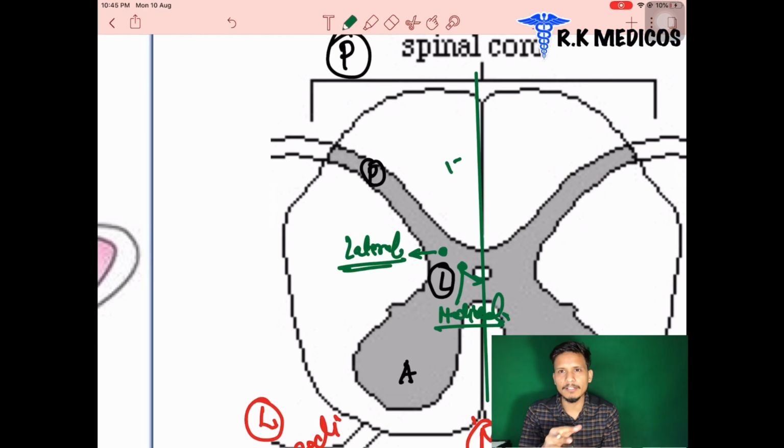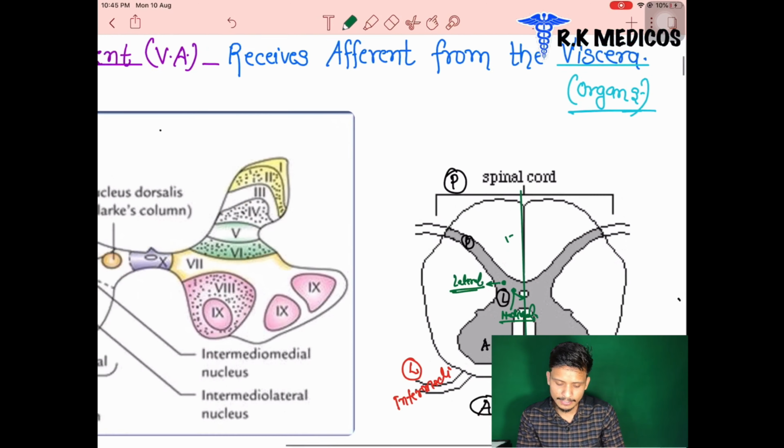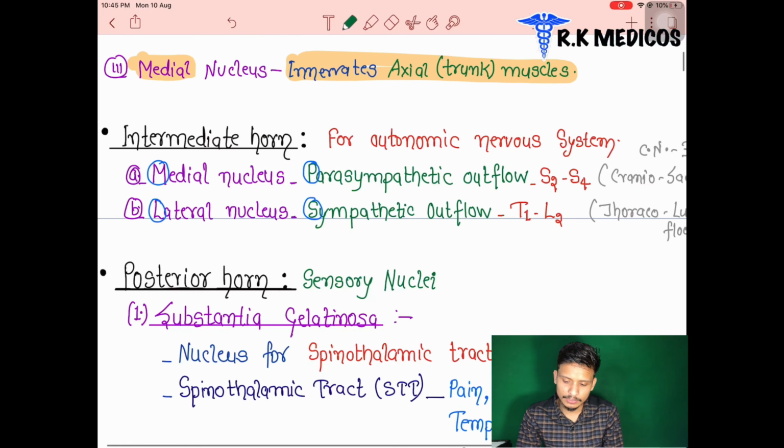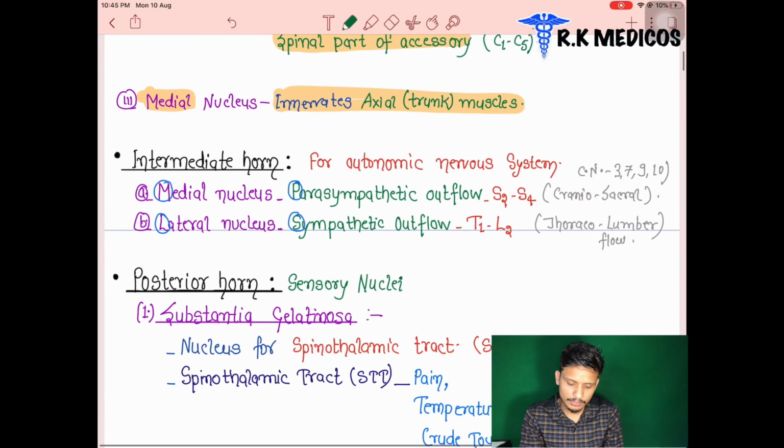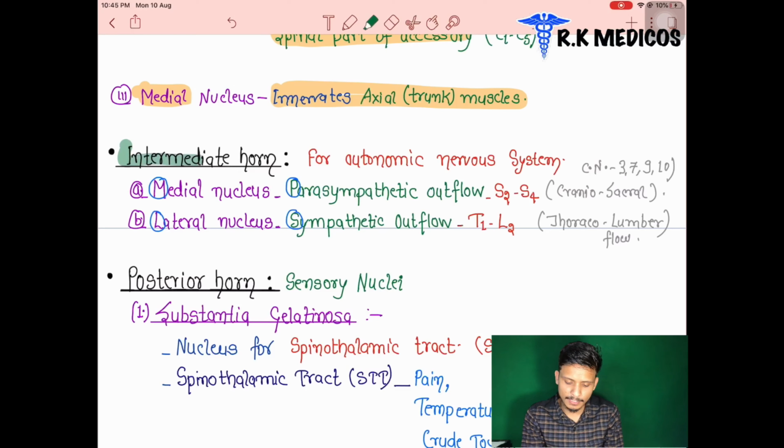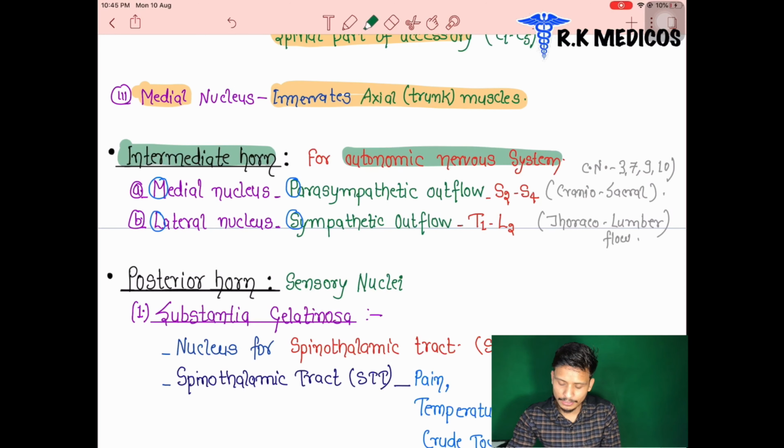These 2 nuclei also have a special function. What are the functions of the medial nuclei and the lateral nuclei in the lateral part of the gray matter of the spinal cord? We are going to see now. You can see there is an intermediate horn. This intermediate horn of the gray matter of the spinal cord supplies the autonomic nervous system. And the autonomic nervous system, you know, has 2 parts: the sympathetic nervous system and the parasympathetic nervous system.